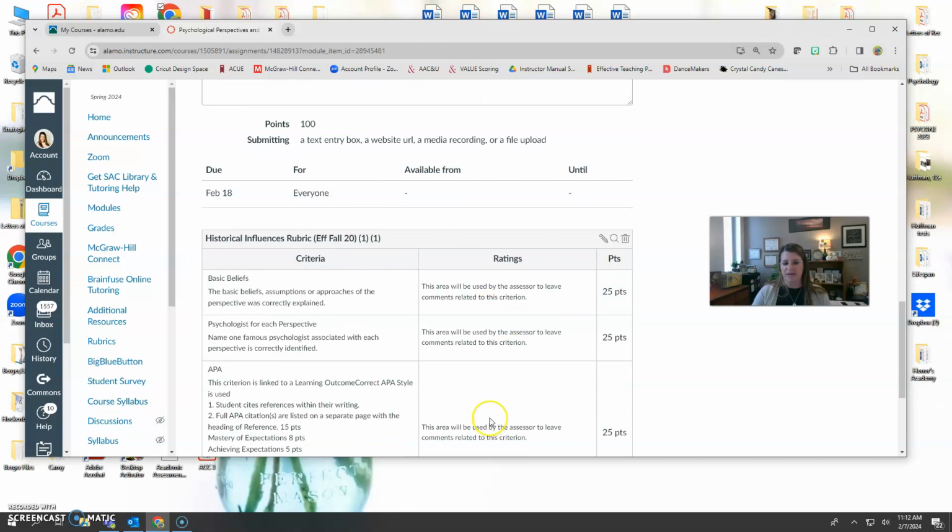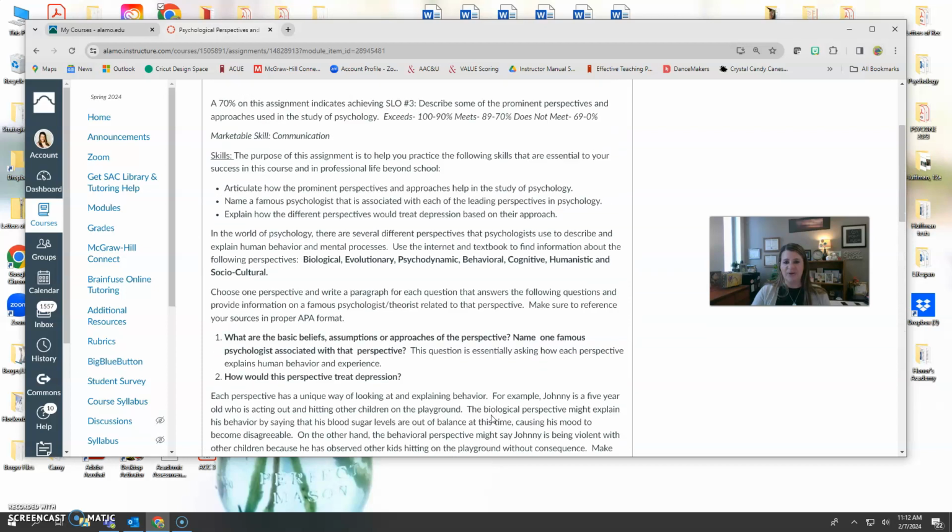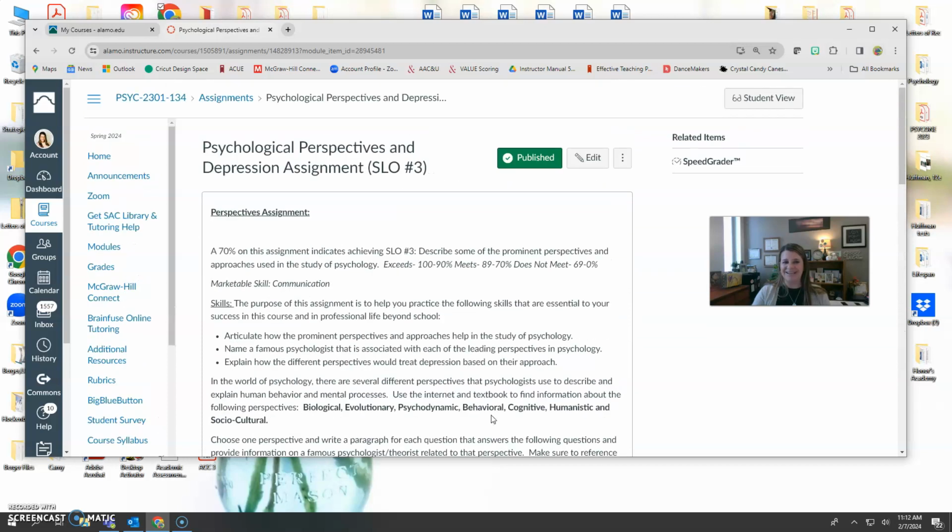And then you have the grading rubric down below. If there is anything you have questions about, please don't hesitate to reach out.